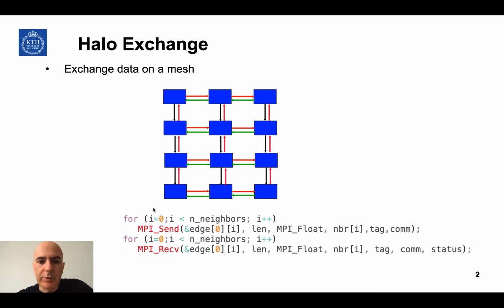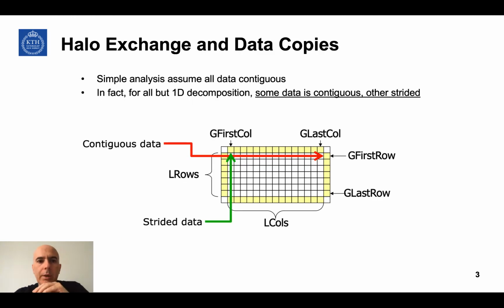So how do we do this? Well, we have a loop from 0 to the number of neighbors, and then we first do the MPI send. So we send in one direction. We provide the starting address of our edge, in this case our column, right? And we provide the size. At the same time, we also need to post a receive from all the neighbors to enable this halo exchange.